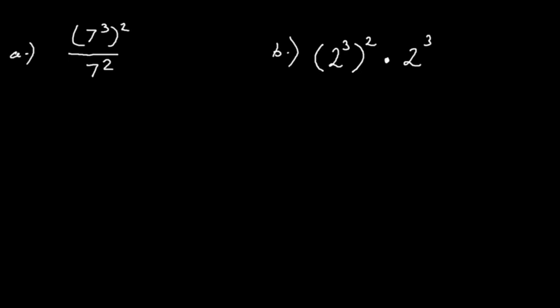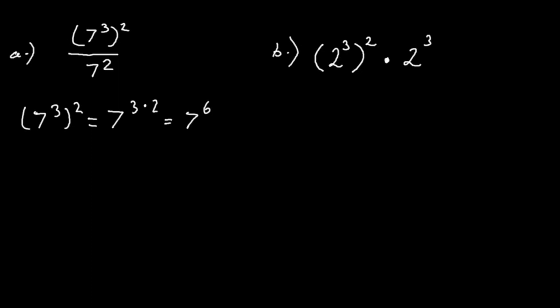And so we're going to work according to BIDMAS. We know that the first B stands for brackets, and that we're going to deal with our brackets first. So we'll evaluate 7 to the power of 3 all to the power of 2 first, and for that we're going to use our third index law. And so what we have is 7 to the power of 3 times 2, which is 7 to the power of 6. So that's the first part of our solution done.